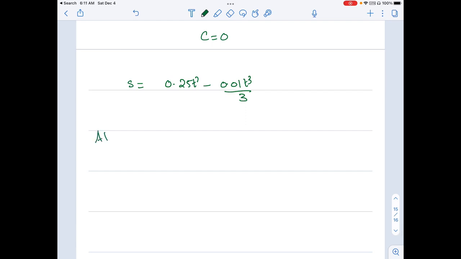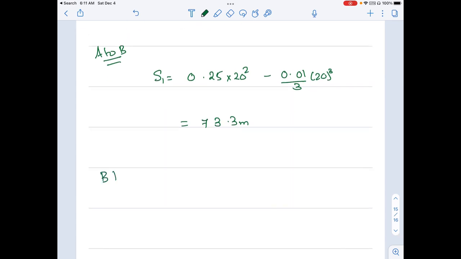Now from A to B, the distance is S1. So the time was 20 seconds. We have 0.25 times 20 squared minus 0.01 upon 3 times 20 cubed. When I simplify that, I should be getting, in three significant figures, 73.3 meters.